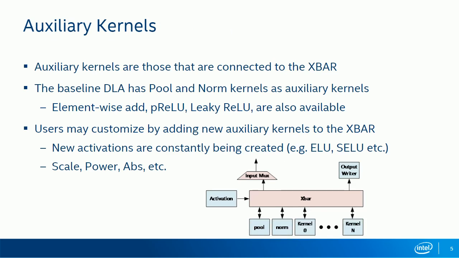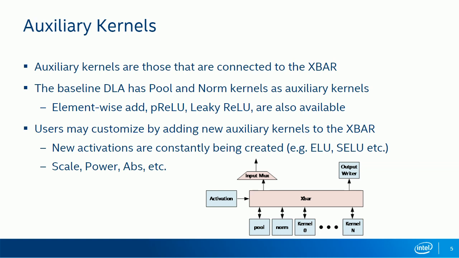Auxiliary kernels are functionality that is connected to the crossbar and can be activation or other layers that follow the activation. The baseline DLA FPGA bitstream contains pool and norm as auxiliary kernels. Certain precompiled available architectures also contain element-wise add, PReLU, and leaky ReLU functionality.